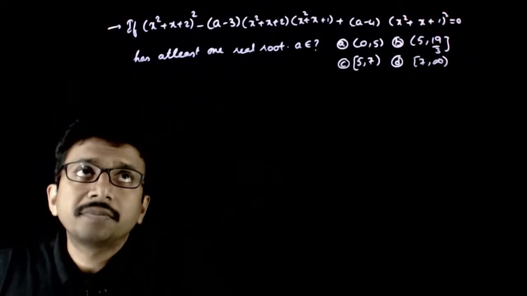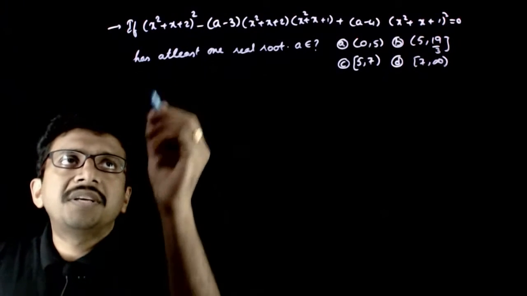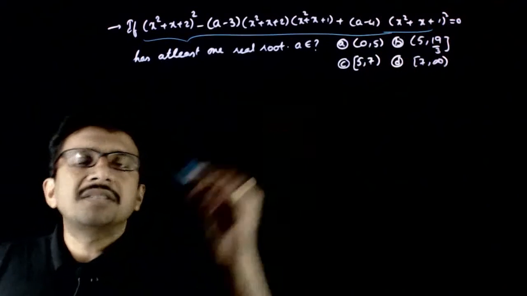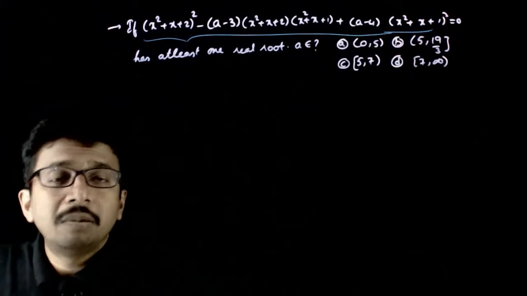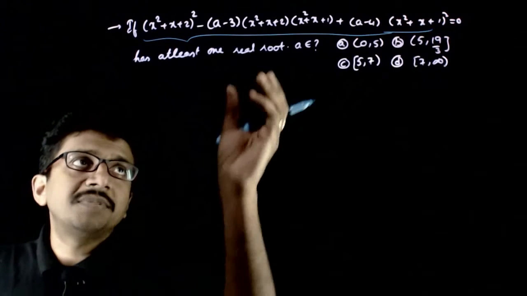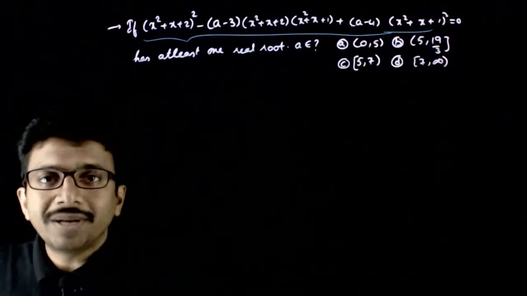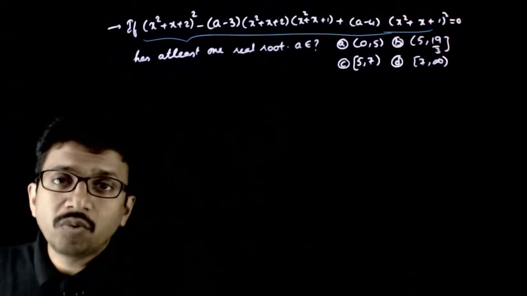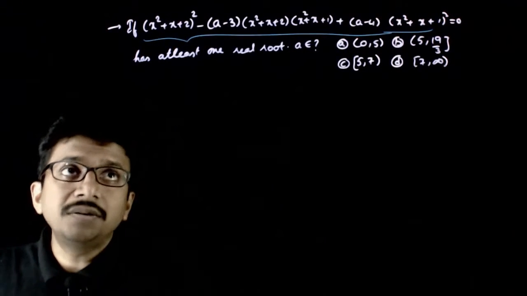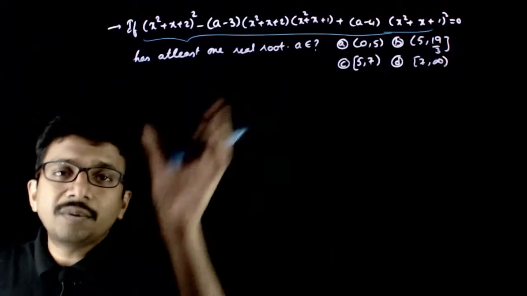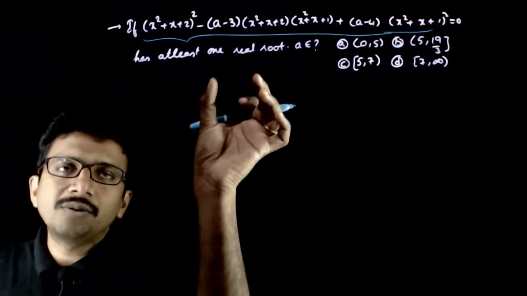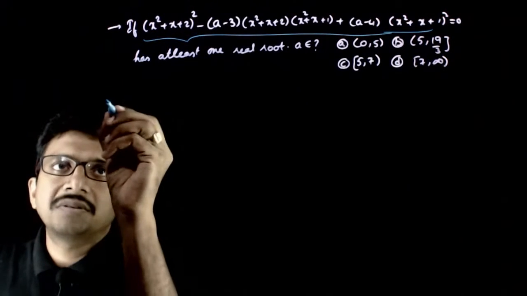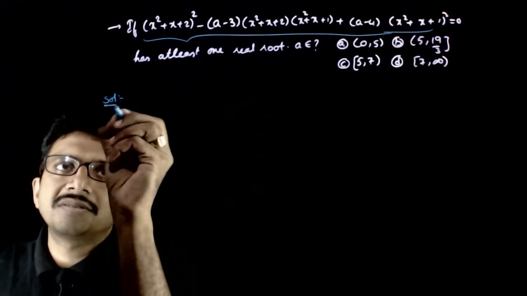So welcome students. In this question, you're given an equation: (x² + x + 2)² − (a − 3)(x² + x + 2)(x² + x + 1) + (a − 4)(x² + x + 1)² = 0. If this equation has at least one real root, then a belongs to which range? That's the question. So how do we solve this?